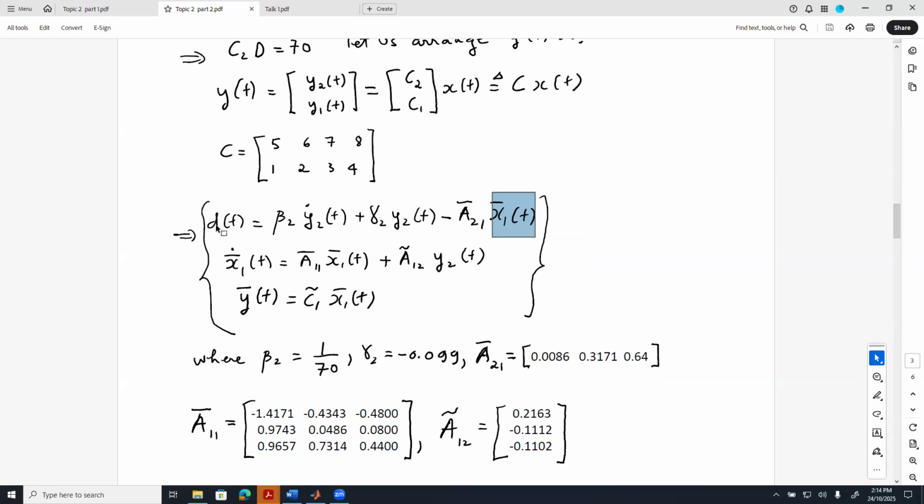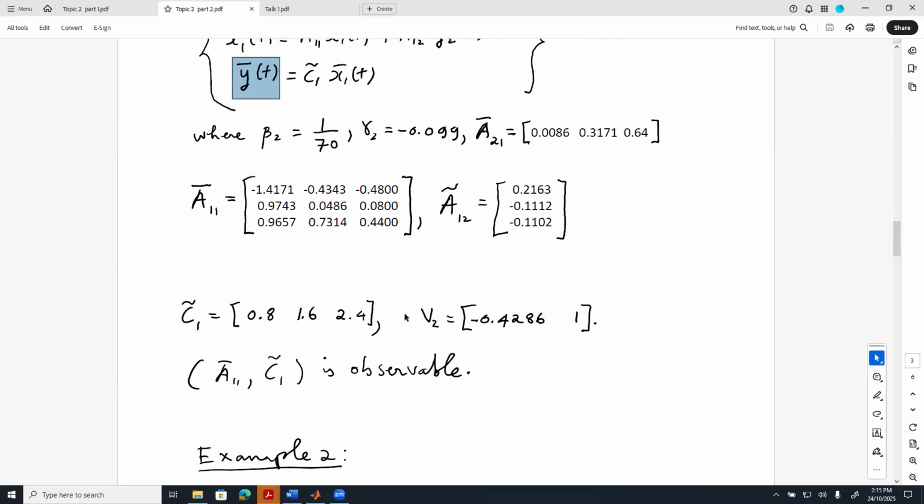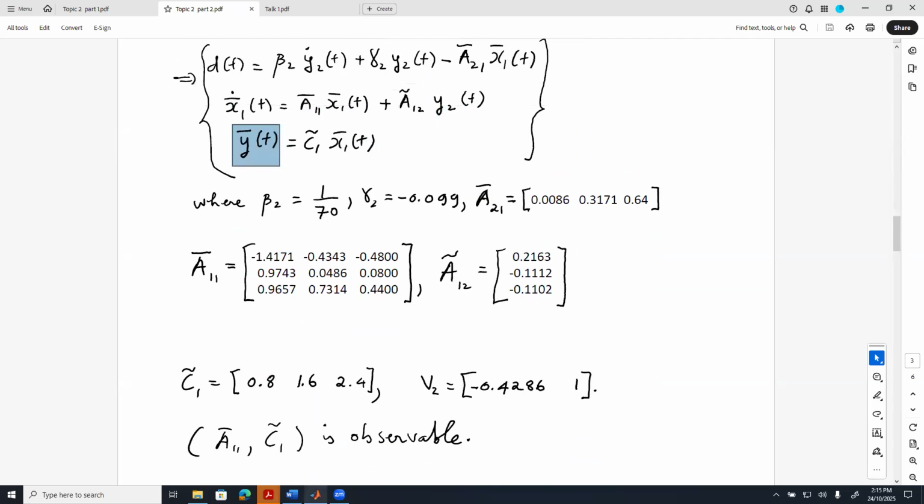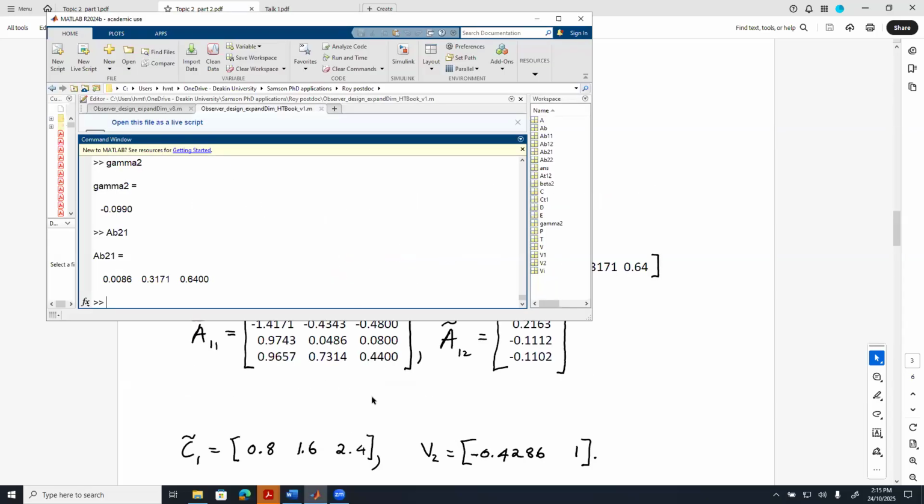So the unknown input is in its simplest form, and the reduced order system, the disturbance-free system, contains the output measurement Y2. Of course, the output measurement Y bar of t is a function of V2 Y of t, and we also obtain V2 in here. So that's how we got the decomposition.